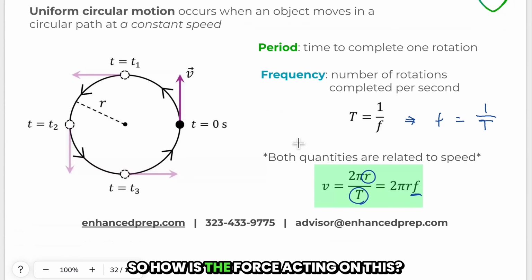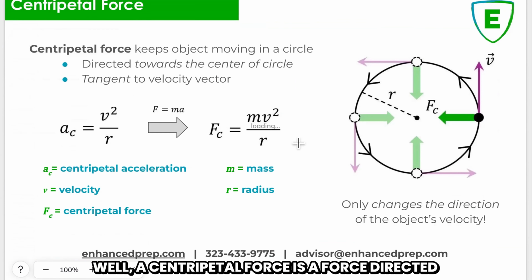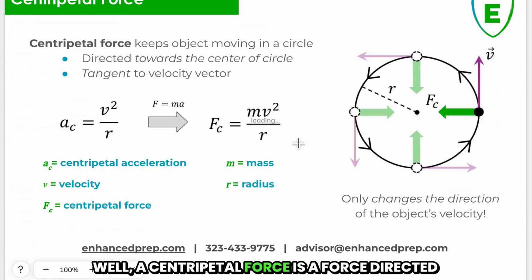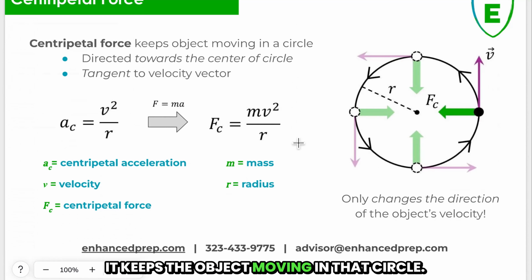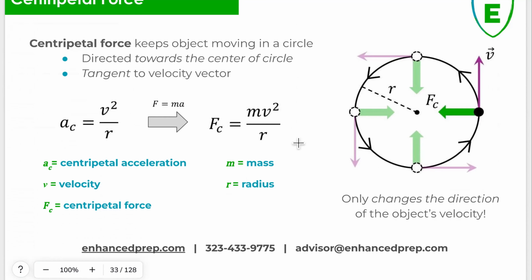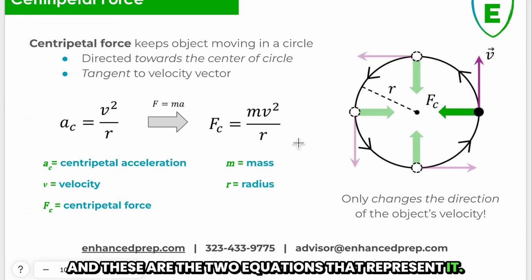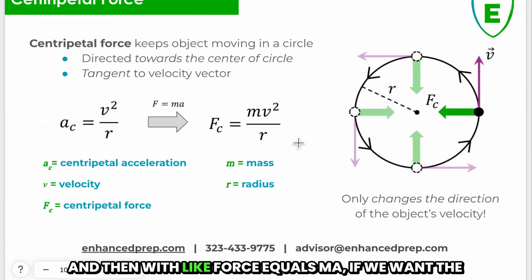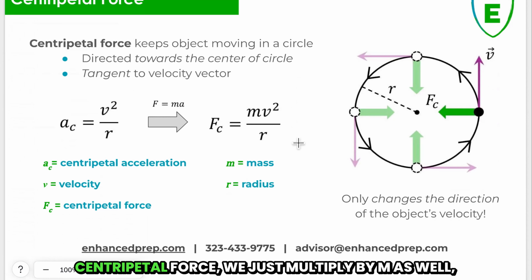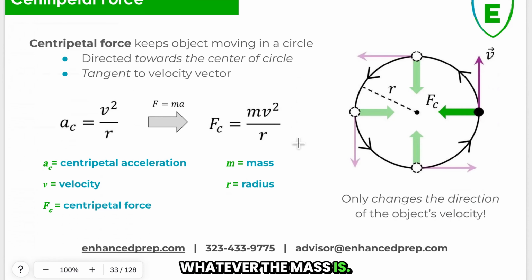So how is the force acting on this? Well, a centripetal force is a force directed towards the center. It keeps the object moving in that circle. And these are the two equations that represent it. The acceleration is v squared over r. And then with force equals ma, if we want the centripetal force, we just multiply by m as well, whatever the mass is.